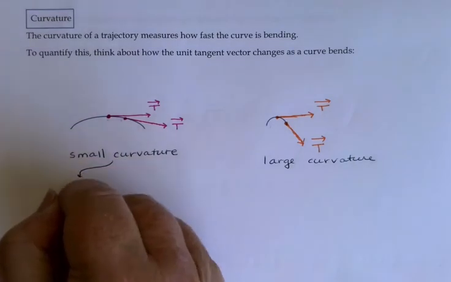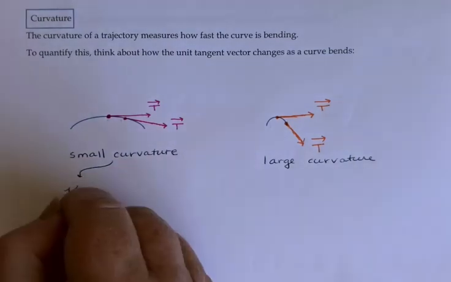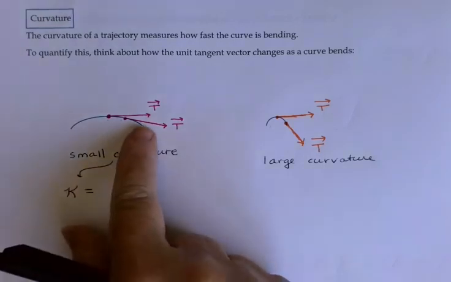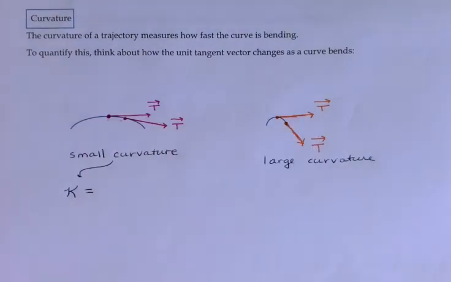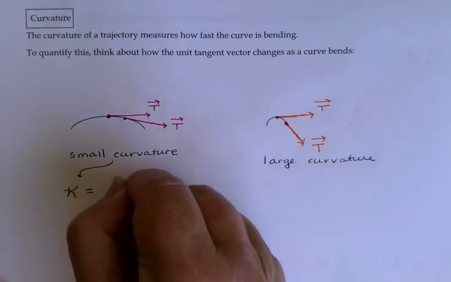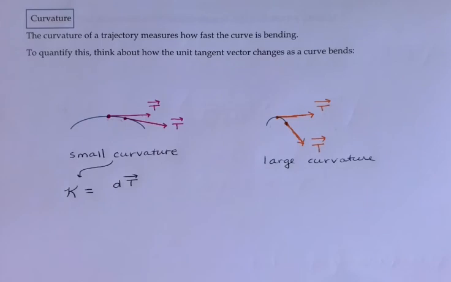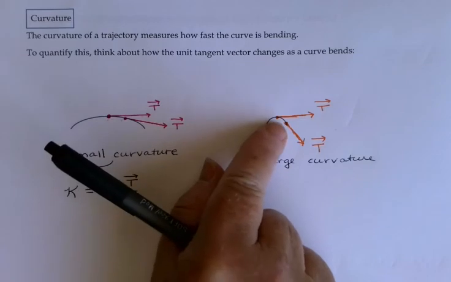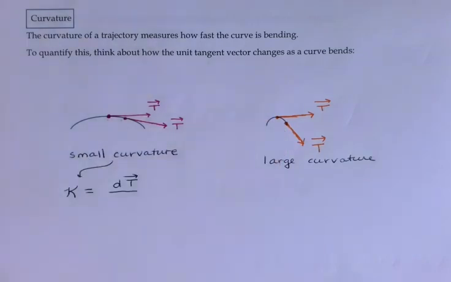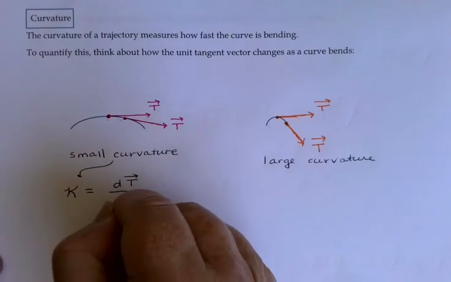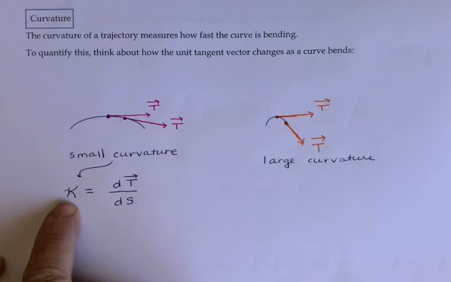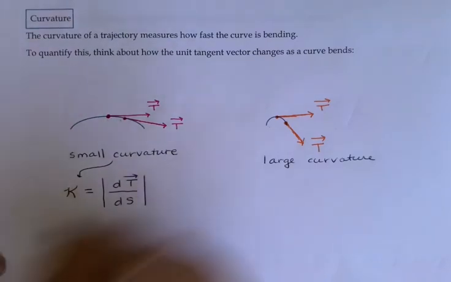For curvature, we use the Greek letter kappa. This looks like a slightly curvy K. It's the rate of change of the unit tangent vector that's going to define this. Rate of change is a derivative, so this would be the derivative of T. But with respect to what? It was with respect to the distance that I moved along that curve, what we usually call s, the distance along the curve, the arc length. And I'd like my curvature to be a scalar, not a vector, so I'm going to take the magnitude of this.